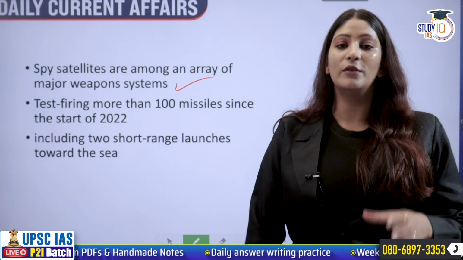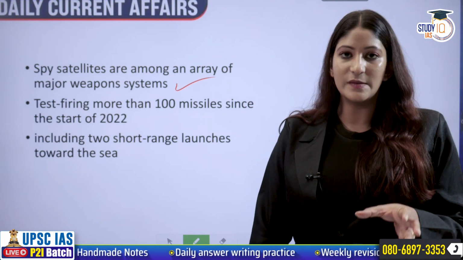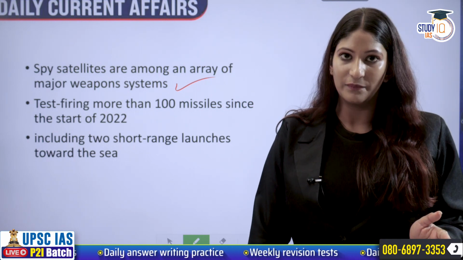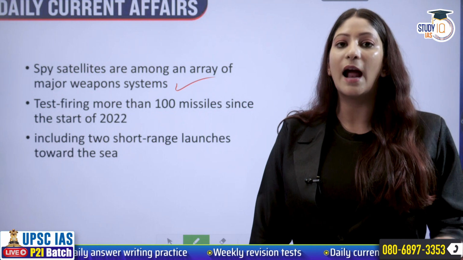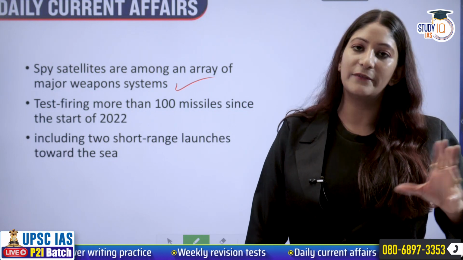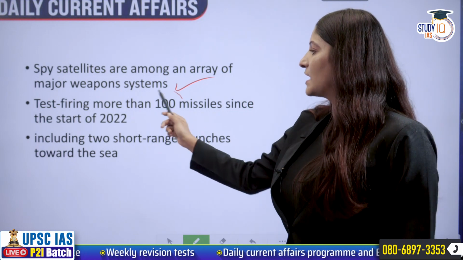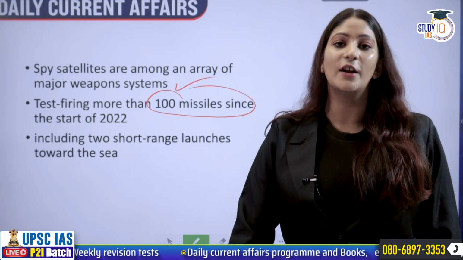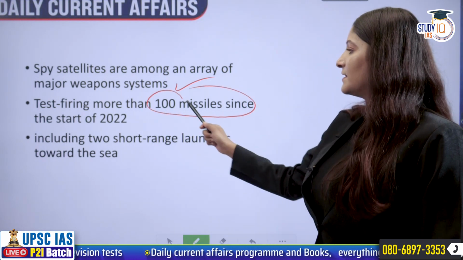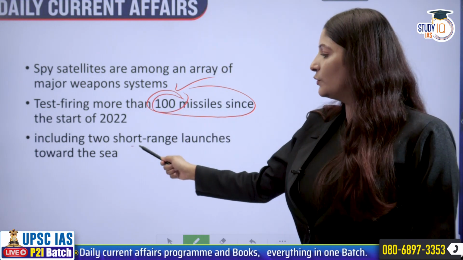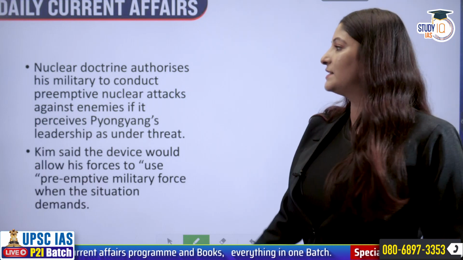As we saw for North Korea, since the West has become very entangled with the Russian invasion of Ukraine, North Korea has ramped up its testing of different missiles, different satellites. So test firing has been registered from the start of 2022 for missiles. Since then, it has gone up to 100, including 2 short-range launches towards the sea.